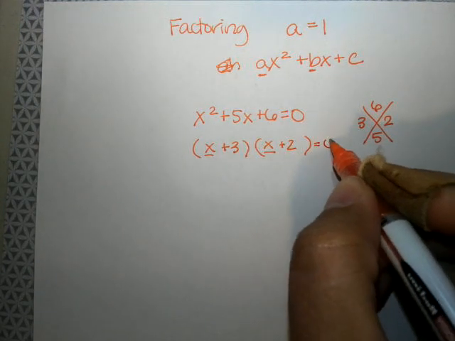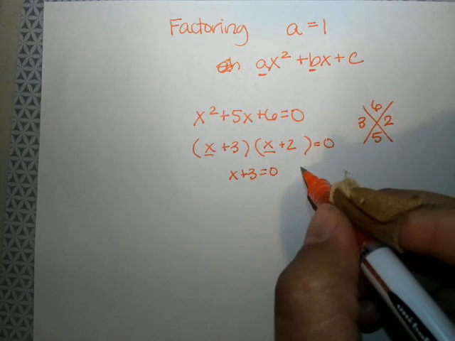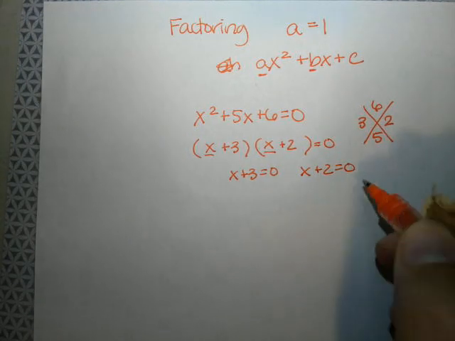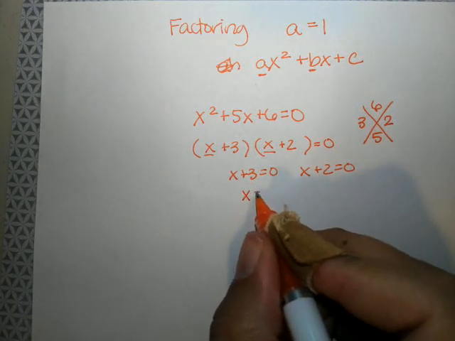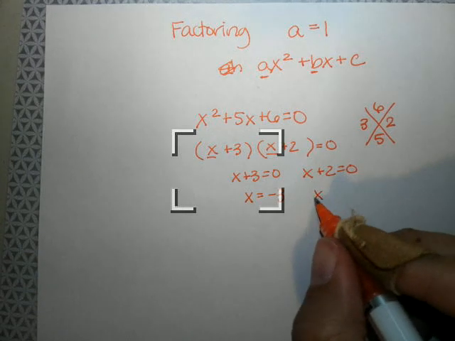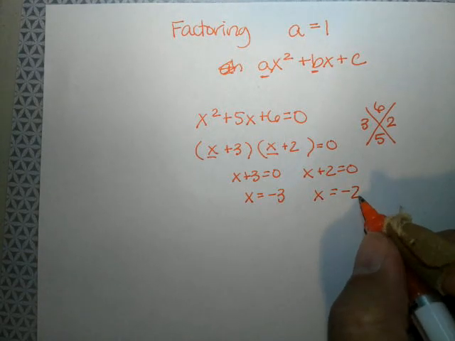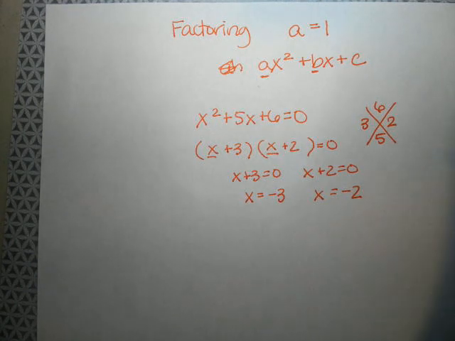Then when we set these equal to 0, we have x plus 3 equals 0 and x plus 2 equals 0, and I'm going to solve for x. We're going to subtract 3, so 0 minus 3 is negative 3. We're going to subtract 2, so 0 minus 2 is negative 2. So I solved it and I have x equals negative 3 and x equals negative 2.